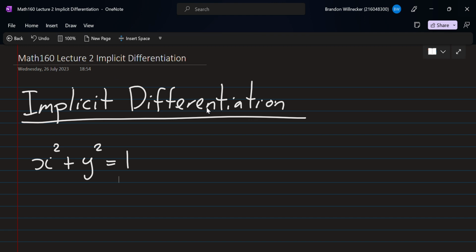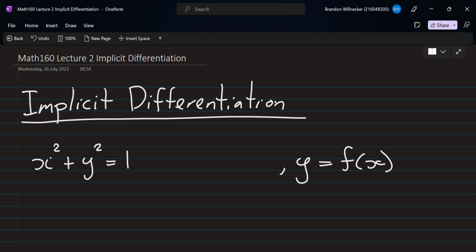Hi there. In today's lecture, we're going to be looking at implicit differentiation. Previously, we looked at explicit differentiation, where we have y equal to some function of x. So we know what our independent variable is, we know what our dependent variable is, and it's quite easy to take the derivative. In this case, with implicit differentiation, the functional form is implied instead of explicitly written.